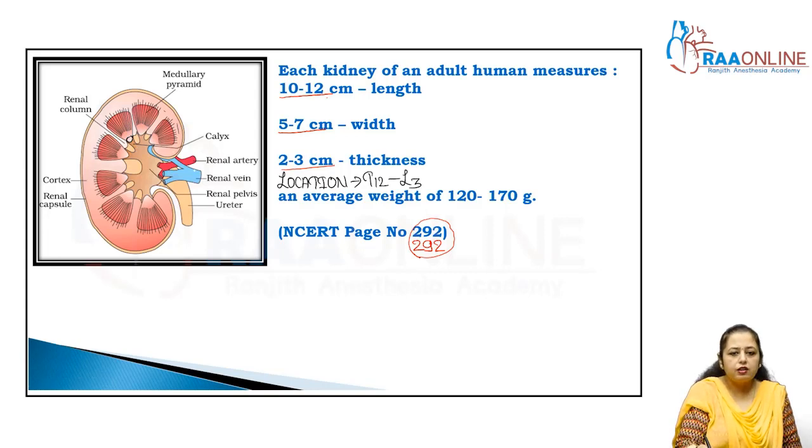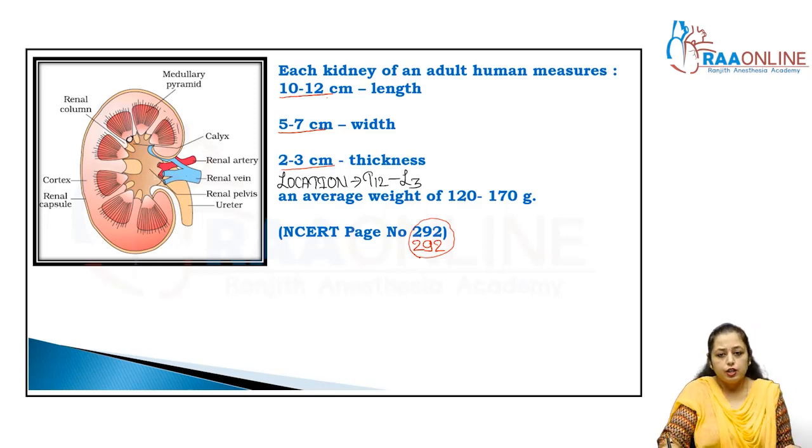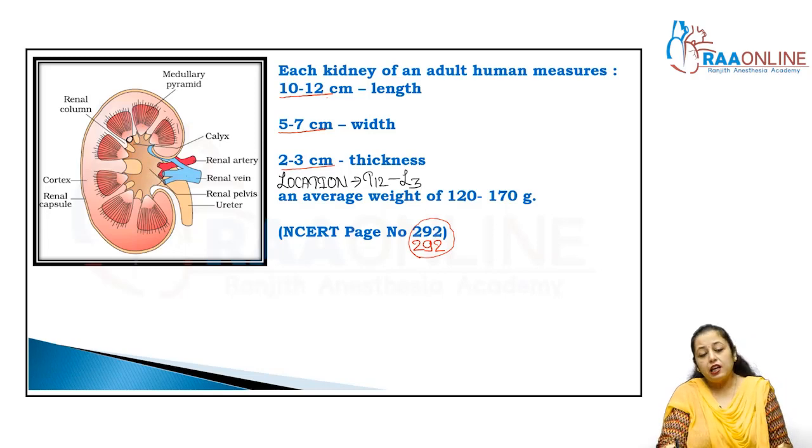This is the renal artery, this is the renal vein, that is the renal pelvis, that broad funnel shaped, and that is the ureter, right? So this is the exact line of the NCERT.